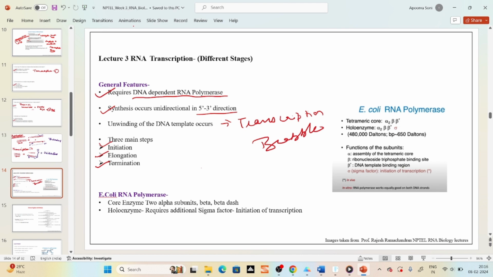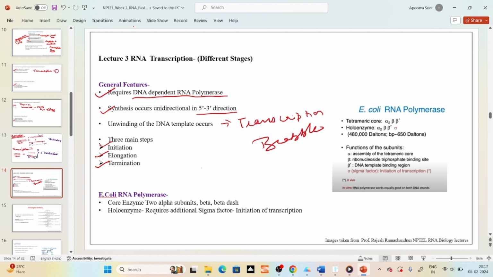So the RNA polymerase is different in the case of prokaryotes and in the case of eukaryotes. In the case of prokaryotes, you just have a single RNA polymerase, but in the case of eukaryotes, you have different types of RNA polymerase: 1, 2, 3, 4, 5. So RNA polymerase in general is made up of different subunits. Different subunits combine to make one RNA polymerase.